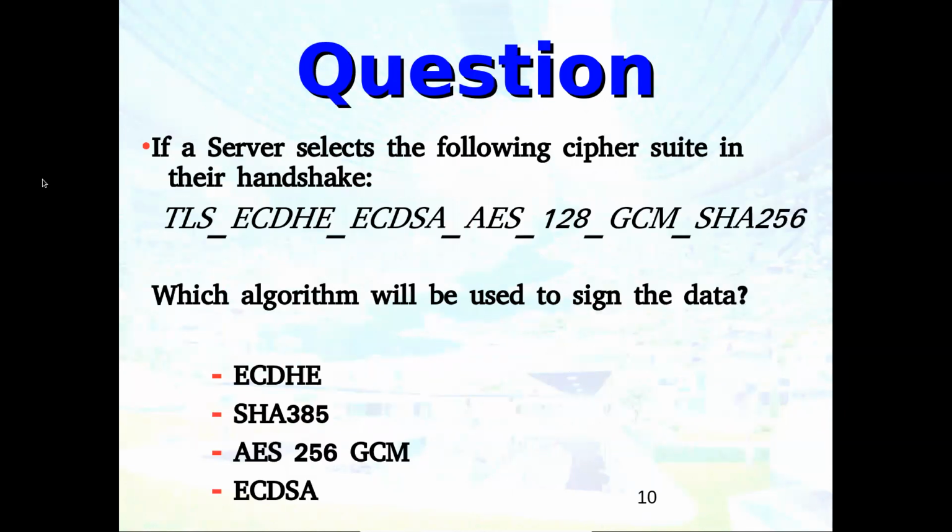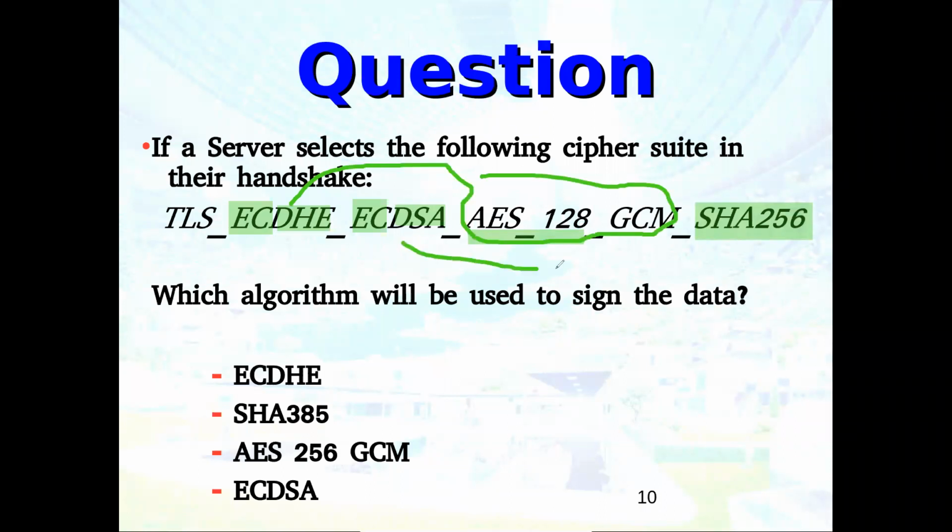And then if a server selects the following cipher suite in their handshake, and I'll tell you, if anybody has ever done any sniffing, this is Google. This is how Google's been doing things for like 12 years. So elliptic curve Diffie-Hellman, that's used to agree on the symmetric key. Elliptic curve digital signature algorithm, that's used to sign this hash. So elliptic curve Diffie-Hellman agrees on this, and then the signature.